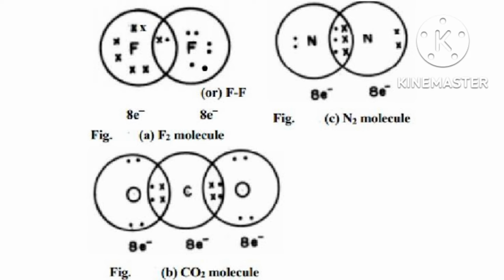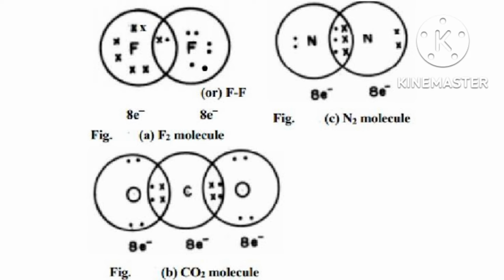Now chlorine had 7 electrons. It got 1 electron, and now it became 8. It also became happy. 8 means stable. Both got stability. This is, you can say, the third point: the negative and positive ions thus formed attain a stable noble gas electronic configuration.